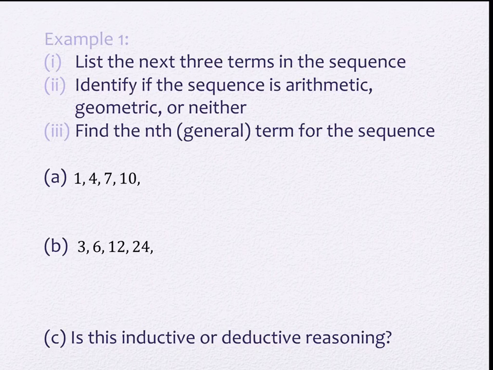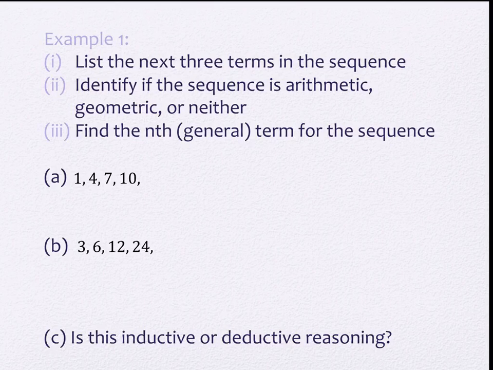What we're going to do is go through 3 parts to each problem: list the next 3 terms, identify if it's arithmetic or geometric or neither, and then find the nth or the general term of the sequence. And that part I haven't shown you how to do yet at all. So I'm going to show you on these. The first 2 parts, I think you have an idea of what you should be doing.